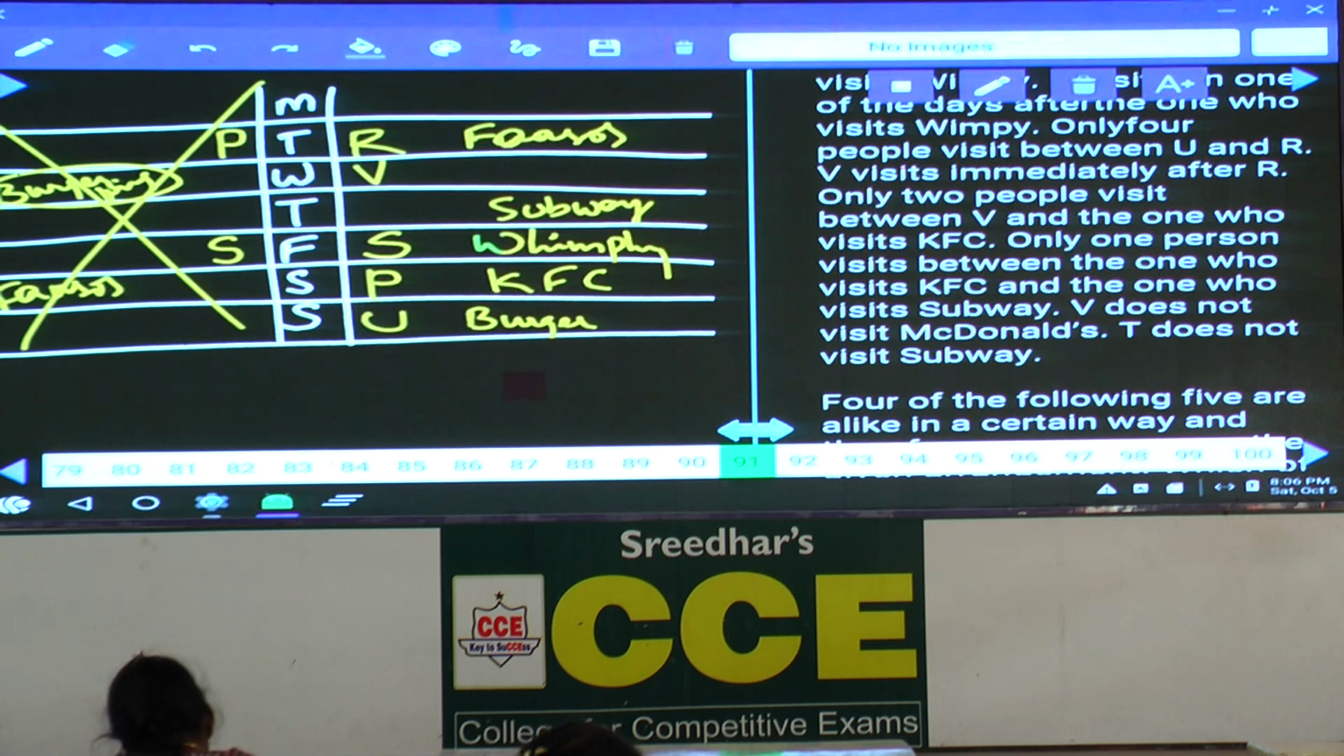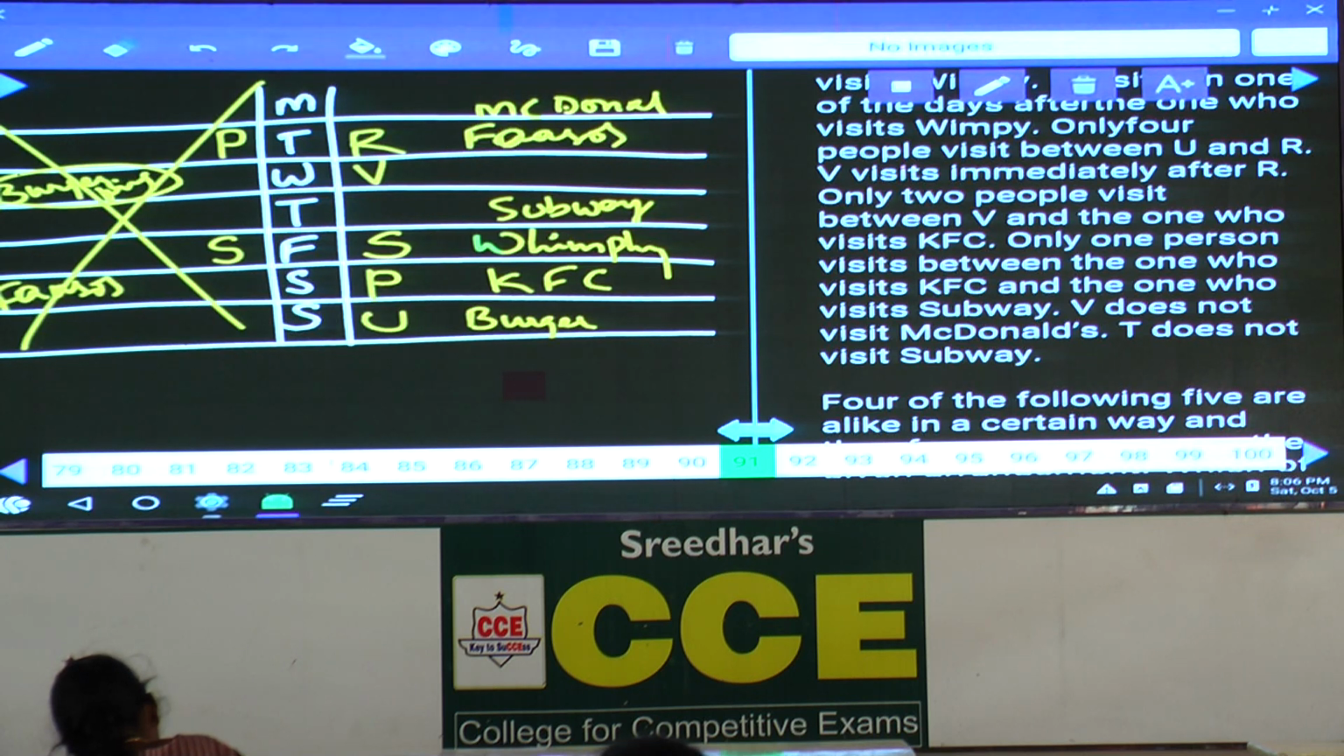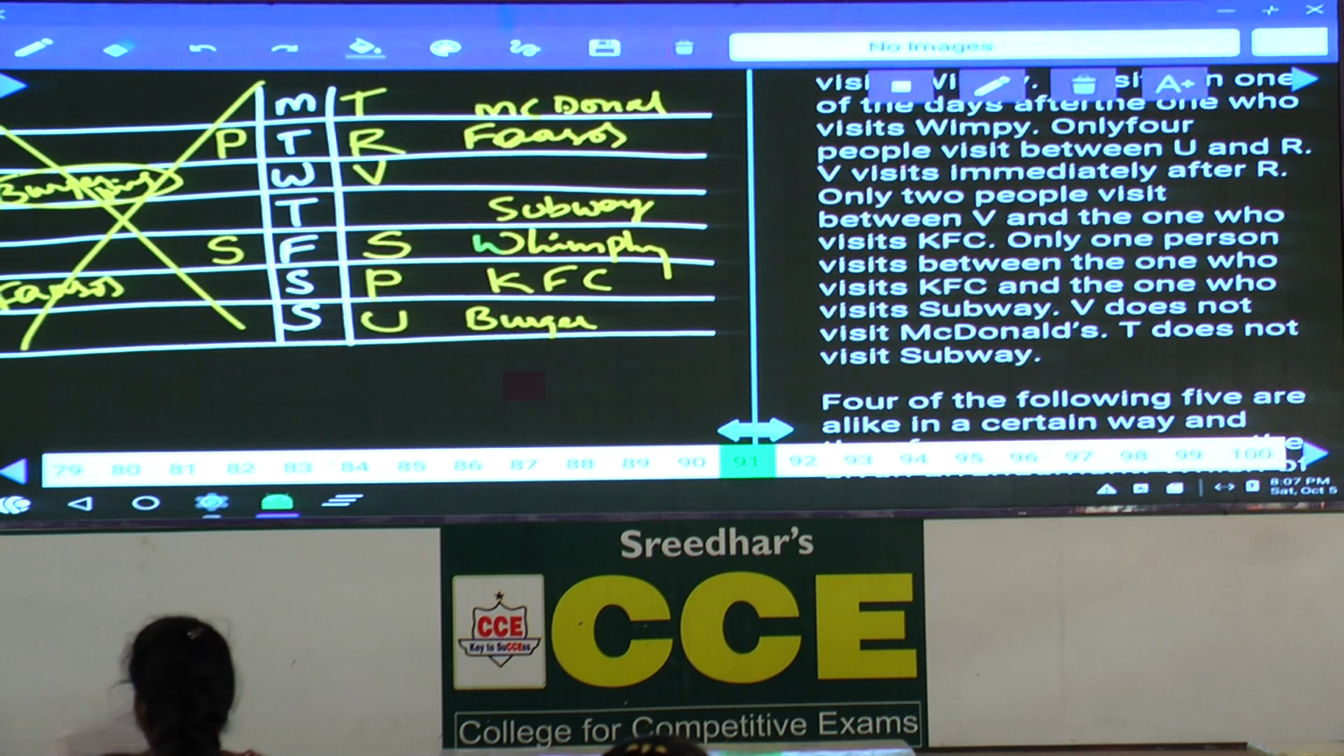V does not visit McDonald's. As V is not McDonald's, hence the one who visited McDonald's must visit on Monday. And next one, T does not visit Subway. As T does not visit Subway, T cannot be on Thursday, hence T must be on Monday. If T is on Monday, tell me who is the person left over here? Q. Q is the person left over, that person must be on Thursday.